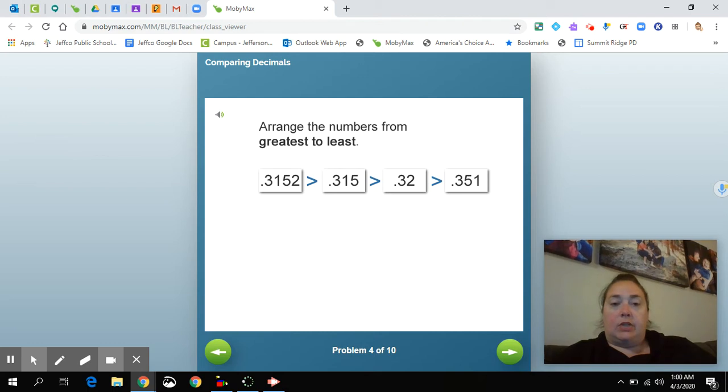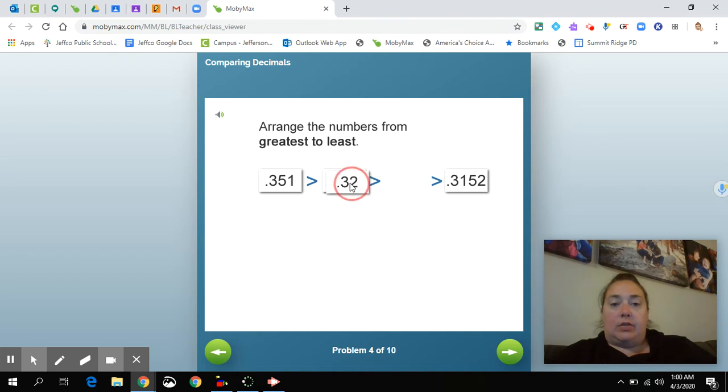Okay, so let's arrange these from greatest to least. I see 0.3 on every single one of them, so I have to ignore the 3 and then look at the next digit and move to the right. So I have a 3, 1, a 3, 1, a 3, 2, or a 3, 5. So the largest would be the 0.35 because 5 is bigger than 1s or 2s.